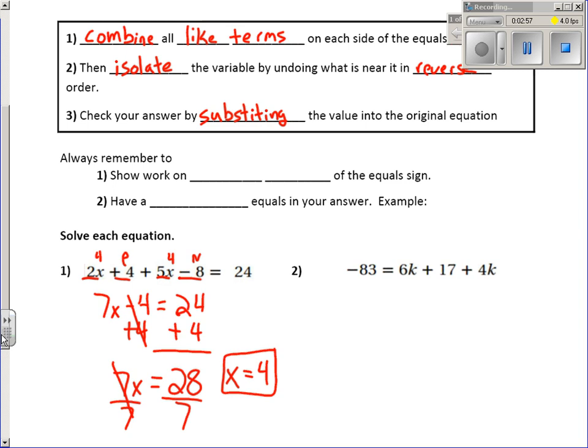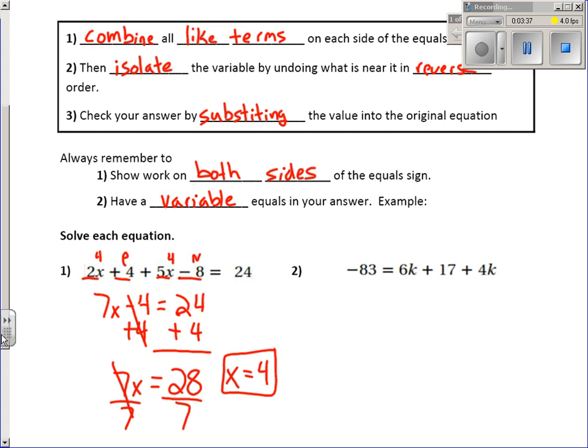Whatever you do on the left, when you substitute the value, you should get the value that is on the right side or the other side of the equal sign. Now, really make sure you show work on both sides of the equal sign. Because there's so much going on, we have to be careful. So show work on both sides. And then have a variable equals your answer. So in other words, whatever the variable is you're solving for, make sure it's that equals the value. So x equals 4.